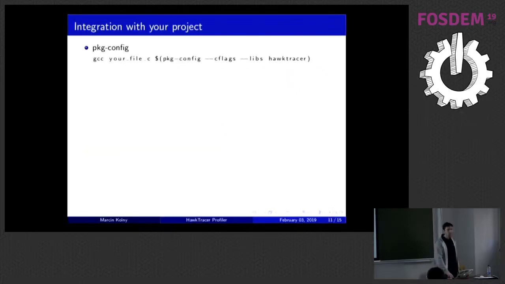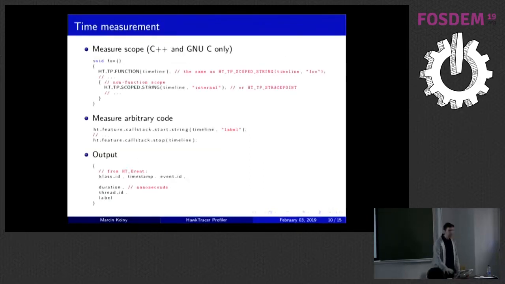So scopes have to be... Yeah, the scope is basically like a scope of a C++ variable. In this example, the scope of this trace point, HTTP function, is the whole function. But here, it is only inside these curly braces. So yeah, that's the scope.